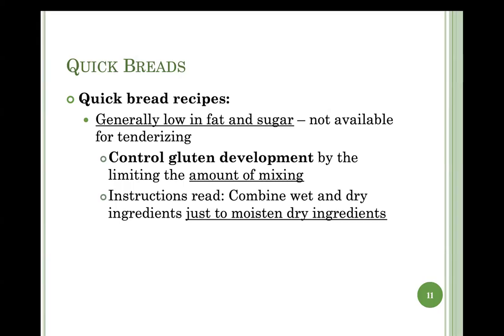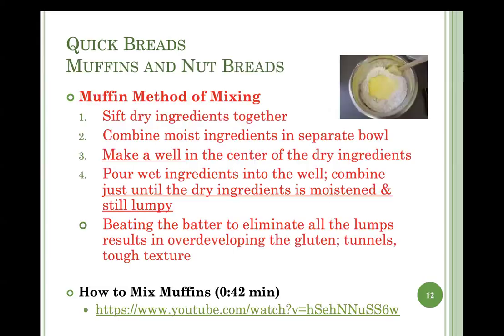What we want to do is control the amount of mixing that we're using. A lot of times, when you read directions for your muffin recipes, you'll have the dry ingredients and the wet ingredients mixed separately, and then combine the two. After you whip the wet ingredients and mix the dry ingredients, you combine the two and just mix it maybe 5 or 6 times with your spatula to only moisten the dry ingredients.